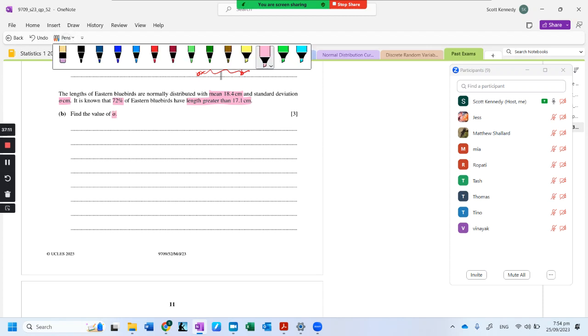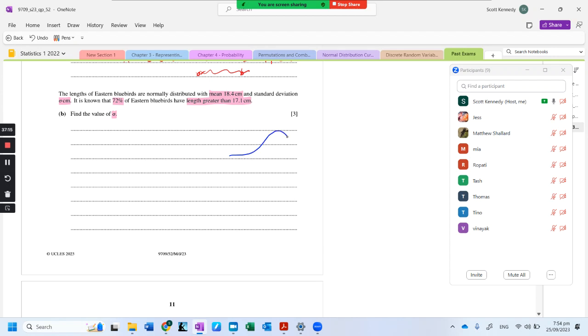Okay, so we've done a few of these kinds of questions before. So here's our normal distribution curve. This is our mean. And we've got this value somewhere down here, 17.1 centimeters, such that 72% are greater than that. So this area here represents 72% of the birds, whereas the mean is 50%, right?